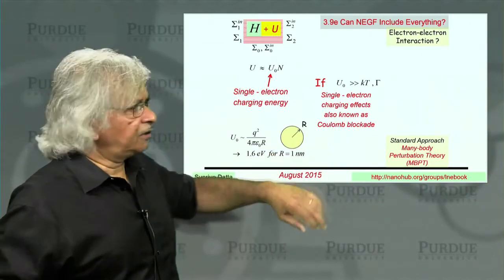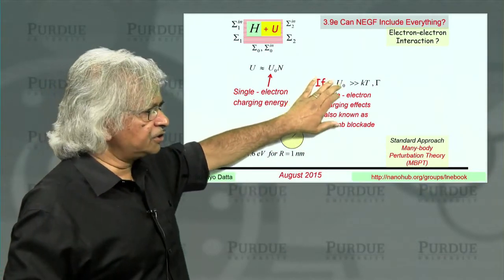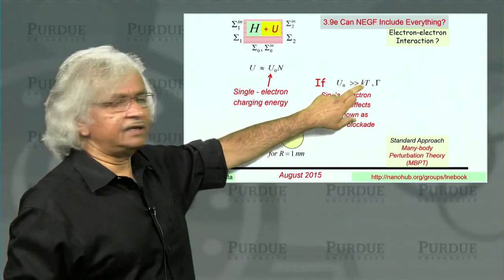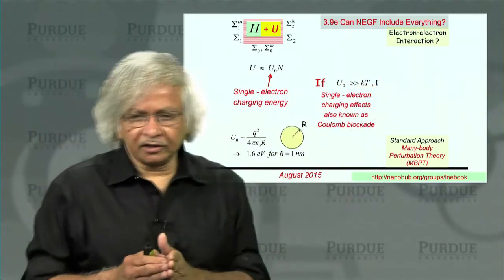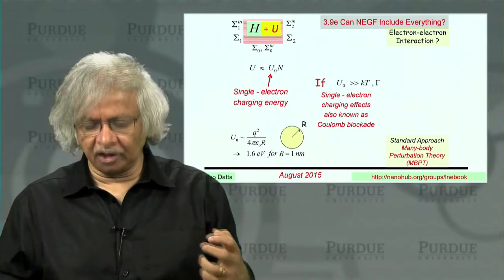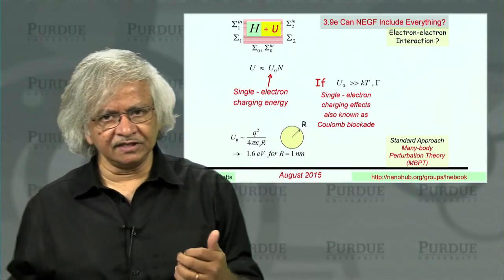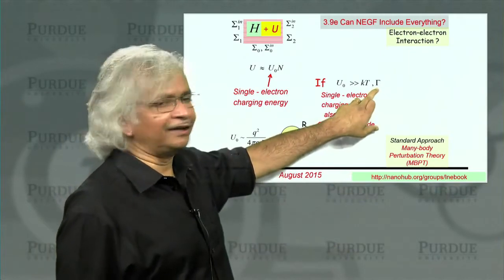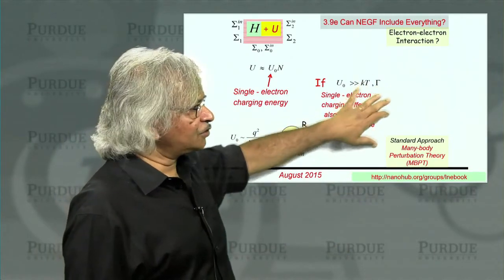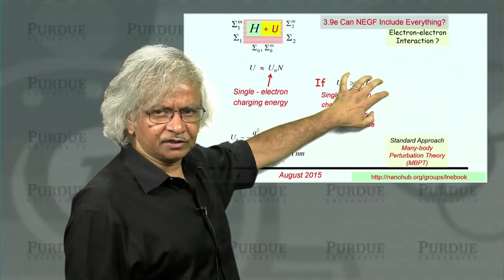Ordinarily, you don't worry about it because U0 is usually relatively small. kT at room temperature is 25 millivolts. Often, if you're talking of transistors, you have good contacts, and electrons flow easily. When electrons flow easily, it also means the broadening gamma is large. And so you normally don't go into this regime.